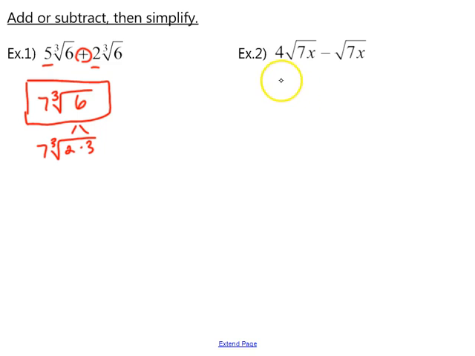Now let's go ahead and work out example 2. So again, we double check our index. Remember, when the index is missing, it's just square root. And then the radicand 7x and 7x, they're also the same, so we can go ahead and subtract. So we have 4 minus, remember, we're missing our invisible 1. So 4 minus 1 gives us 3, and then we have a radical of 7x. 7 is prime and x is prime, so we can't simplify this any further. So here is our final simplified answer.